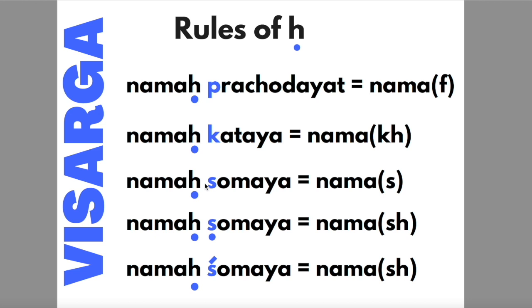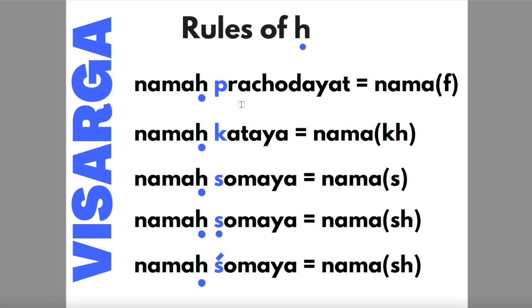It will still be Somaya. So there's still a continuation of that sound in the next word, if that makes sense. Meaning we won't take that letter and place it on namas, and that next word is left stranded without the letter it started with. It's just a continuation of sound. So namaf prachodayat, namah katyaya, namas somaya, namash shomaya. Hope this makes sense. Wonderful.